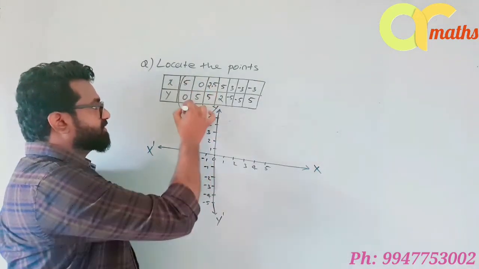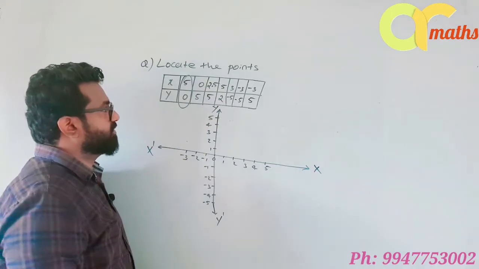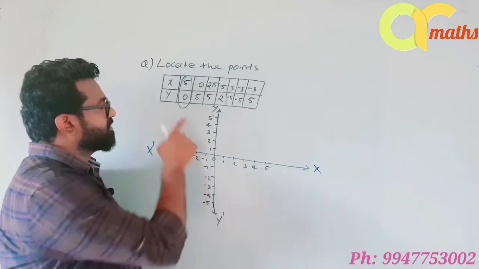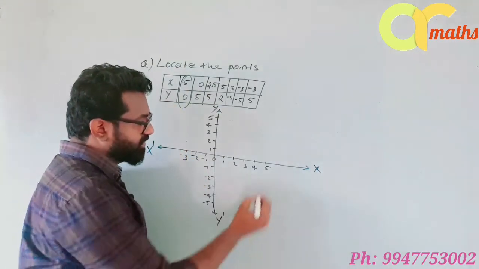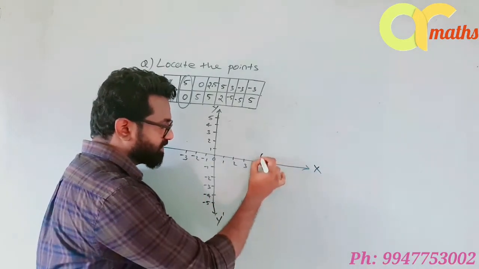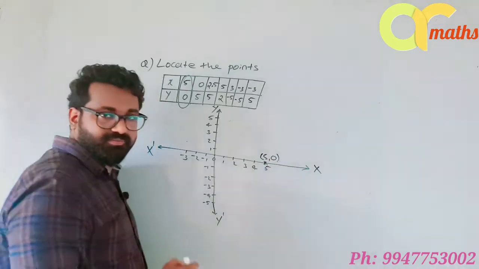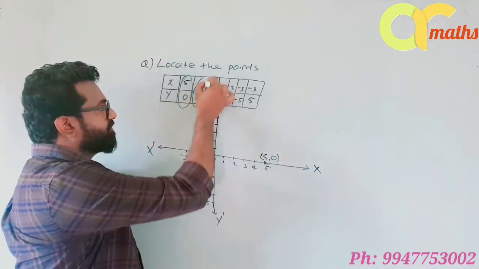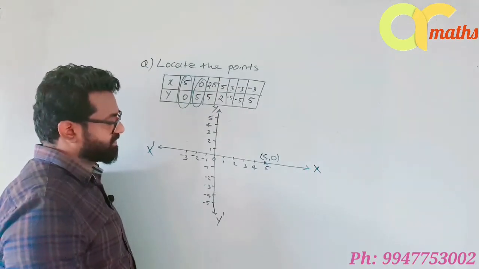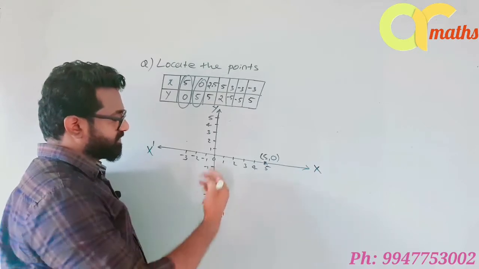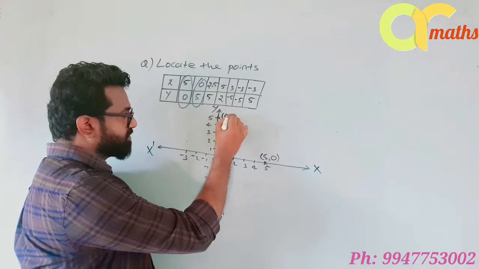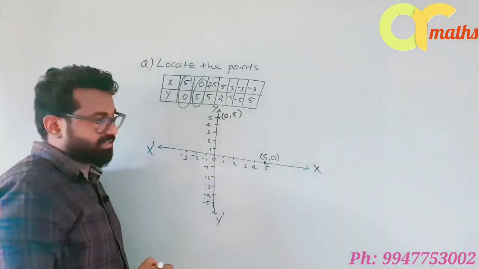Then first point, what is first point? This is 5 comma 0. On x axis 5, y is 0. That means the point is on x axis, 5 comma 0. Where is 5 comma 0? This is 5. Where is 0 here? So, this point is 5 comma 0. Clear. Next, 0 comma 5. X is 0, y is 5. That means it is on y axis. So, here this is 0 comma 5. Clear.